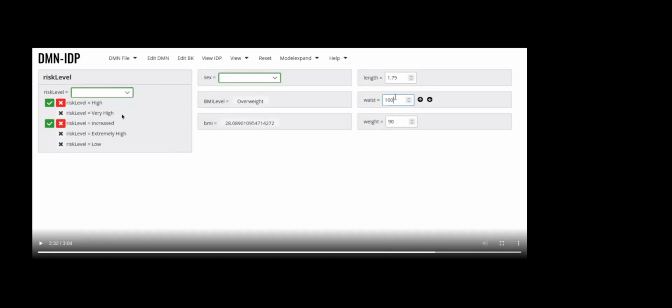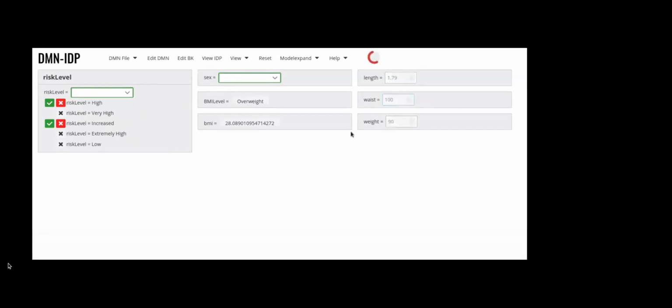The only two options still left are a risk level of high and a risk level of increased, right? So the more information we add to the system, the more precise all the other variables will get, which of course makes a lot of sense because all we're doing is entering information. Based on this information, it can do calculations or find some constraints, and we can constrain the solution space more and more, right?